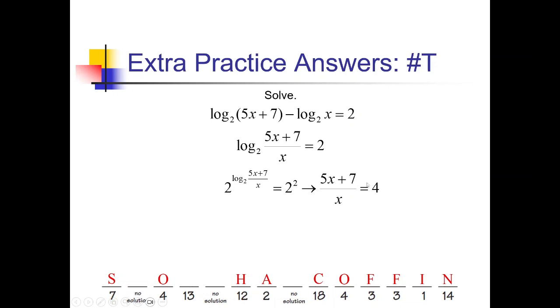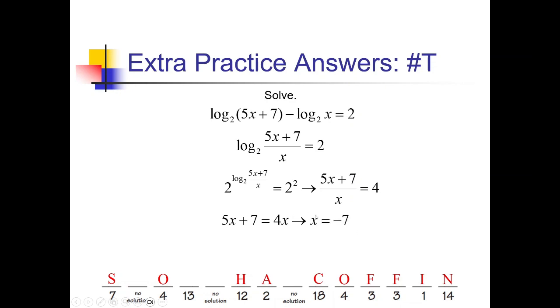Next thing I'm going to do is multiply both sides by x to get rid of this fraction, so that's a 4x over on the right side. And now I'm just going to get the x's on one side and the numbers on the other. I'm going to move my x's over to the left and my constants over to the right. So 5x minus 4x gives me an x on the left side, and if I subtract 7 to get it over to the right side, that gives me negative 7.